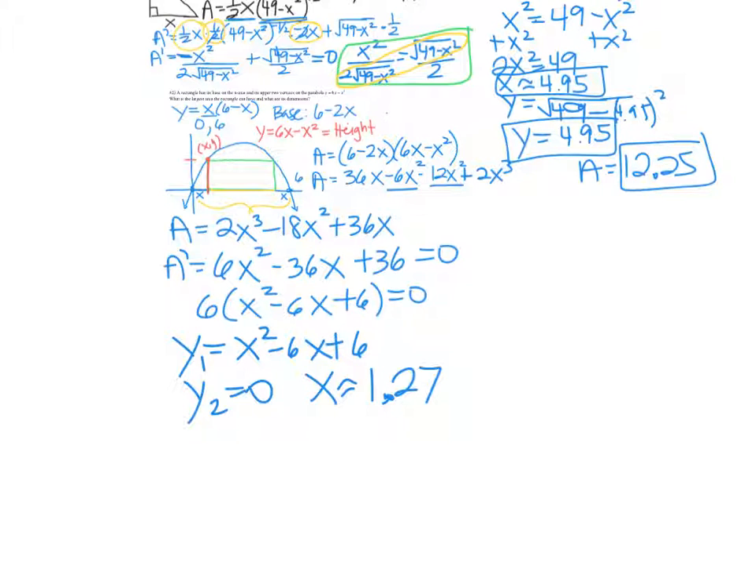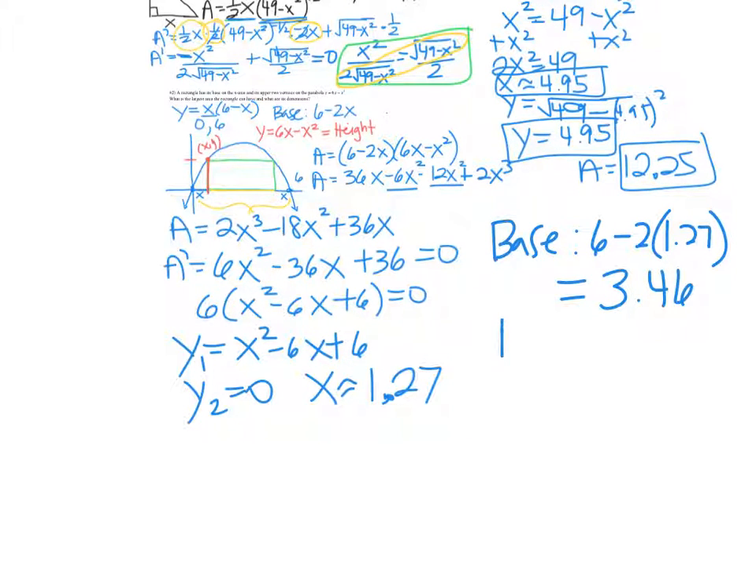It says, what is the largest area and what are the dimensions? So we need to go back to the base, and the base was 6 minus 2 times x. So we'll go 6 minus 2 times 1.27. You can round to 2 decimal places, that's fine. And we get 3.46 as the base. And the height of this thing is going to be 6 times 1.27 minus 1.27 squared.